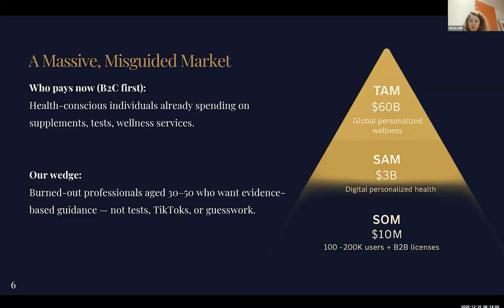The market is huge, massive, but misguided. So around $60 billion global personalized wellness market, and it turns into $3 billion SAM. But we are mainly focused on SOM as $10 million, between 100 and 200K users plus B2B licenses. But the market is huge and the potential is huge.